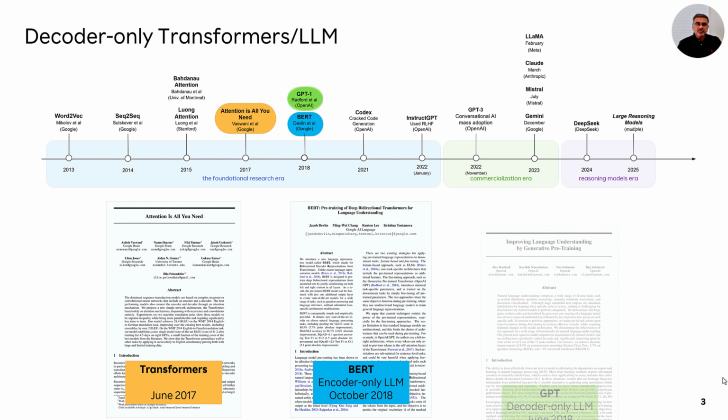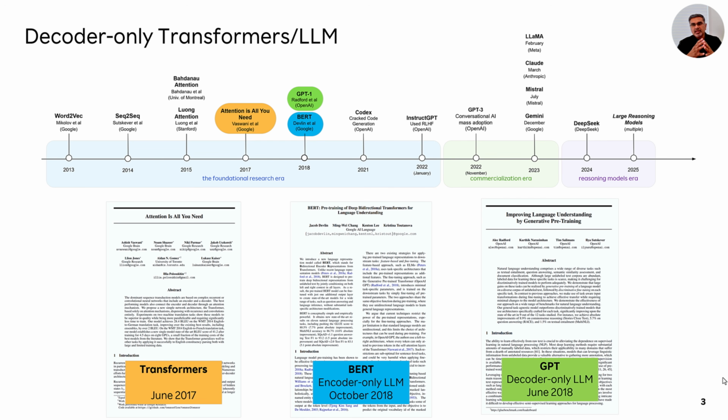While this work was going on, a different team led by Radford at OpenAI picked up a different part of the transformer neural network architecture. What Radford and his team did is they used the decoder-only part of the transformer to build a large language model. Now, the way this large language model differed from the BERT-based large language model is that the GPT large language model was not used for classification, but was used for generating text.